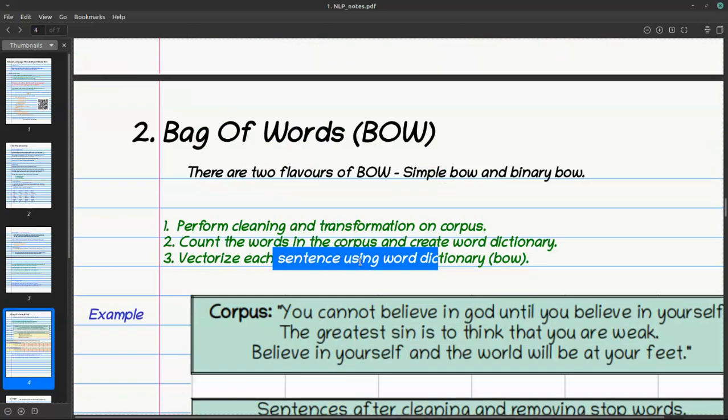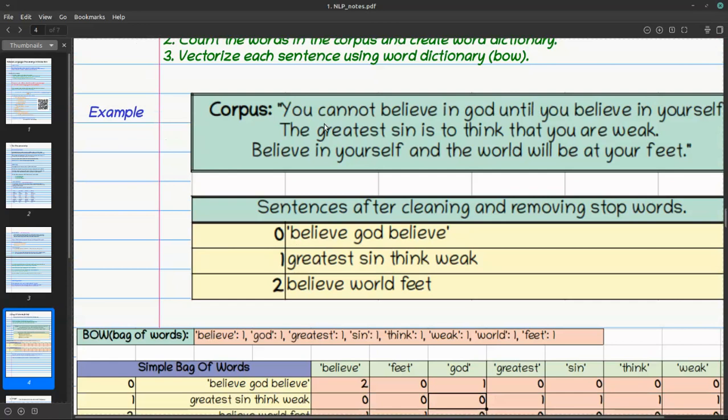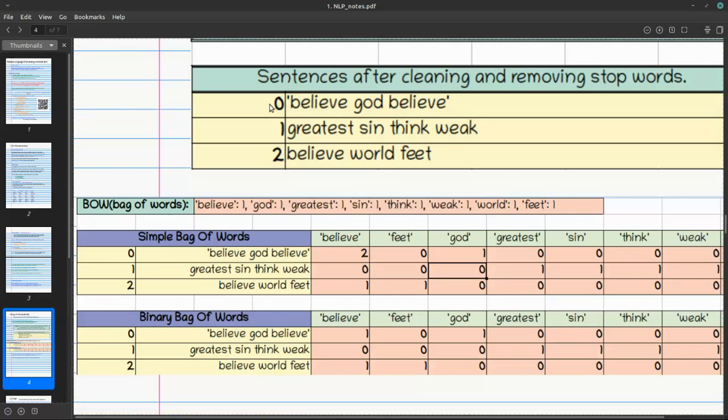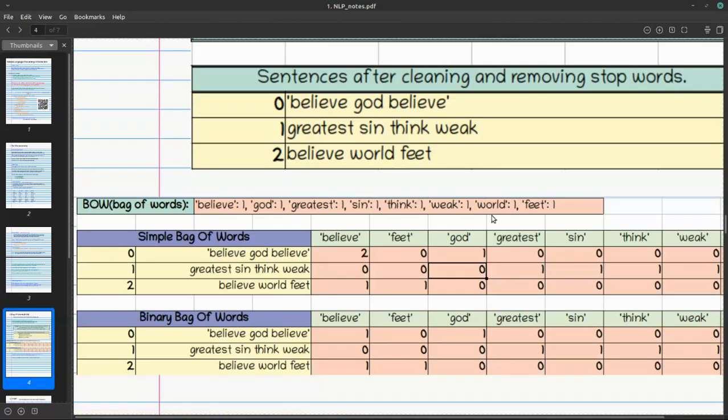Let's see how bag of words first works. As the name suggests, what we need to do is just create the bag of words. Given this corpus, after cleaning and removing, we have these three sentences: believe God believe, greatest sin think quick, believe world fit. These are some Swami Vivekananda quotes.